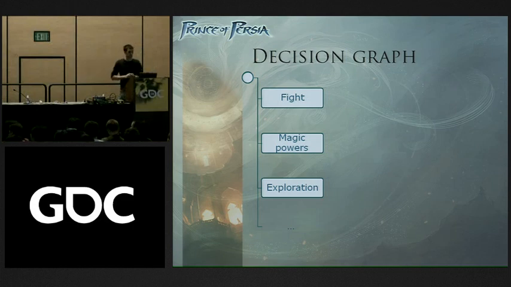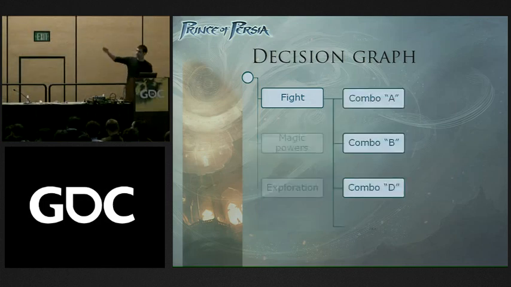It's not a very good name, but what it really is, is a hierarchy of states, like any programmer would do. But the thing is, it's the artist that creates that hierarchy. So if the artist wants to film the fight in a different way than the magic powers or the exploration, he has to create that hierarchy.